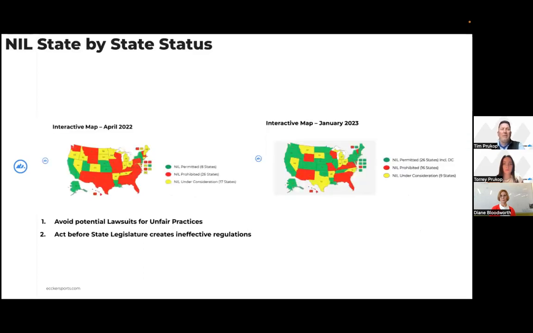If you looked at the map in April of 2022, you would have seen at that point in time that there were 8 states that permitted NIL for high school. And today we're at 26. The reason that most of the states are moving towards allowing high school student athletes to participate in name, image, and likeness is because they want to avoid lawsuits, and there are several lawsuits now pending in several states across the United States. And the second thing is they didn't want to have a state legislature actually create laws that don't actually work within how their school districts operate. And so that's why we're seeing such a move towards name, image, and likeness at the high school level.